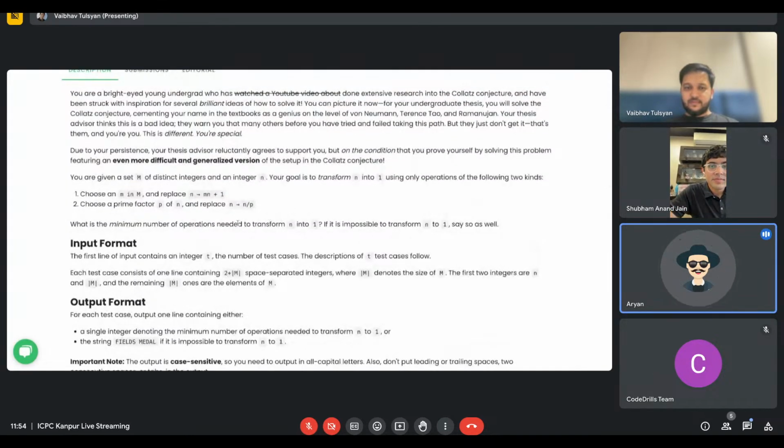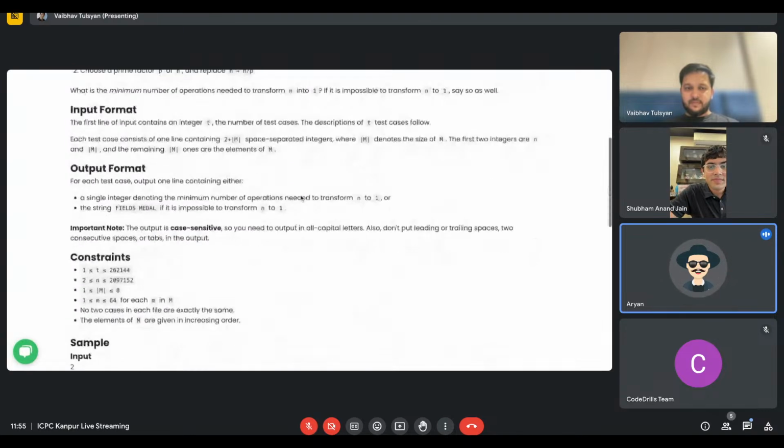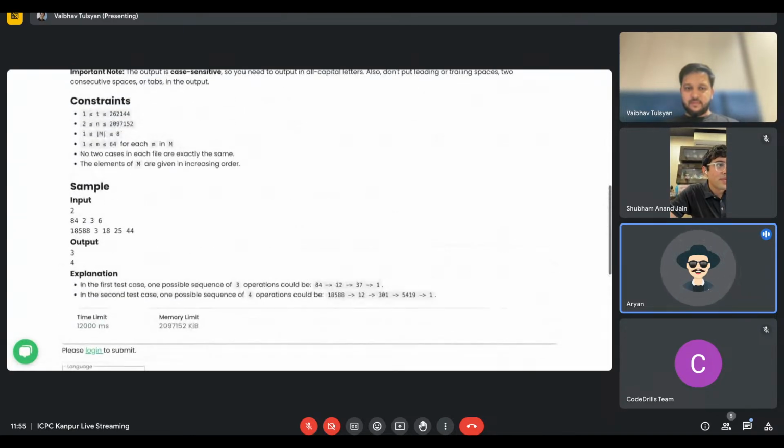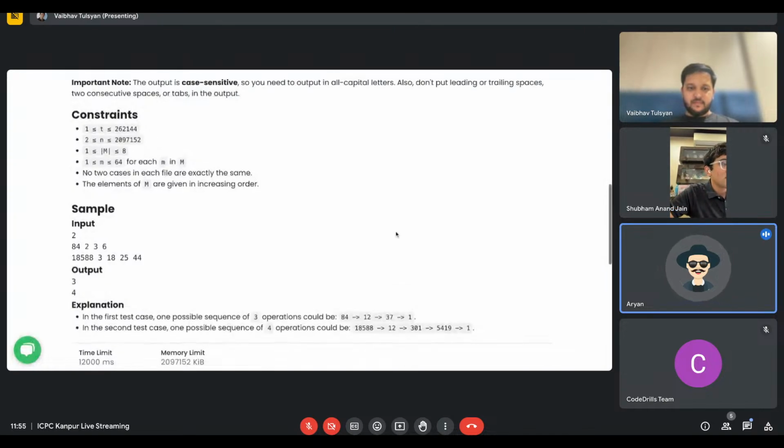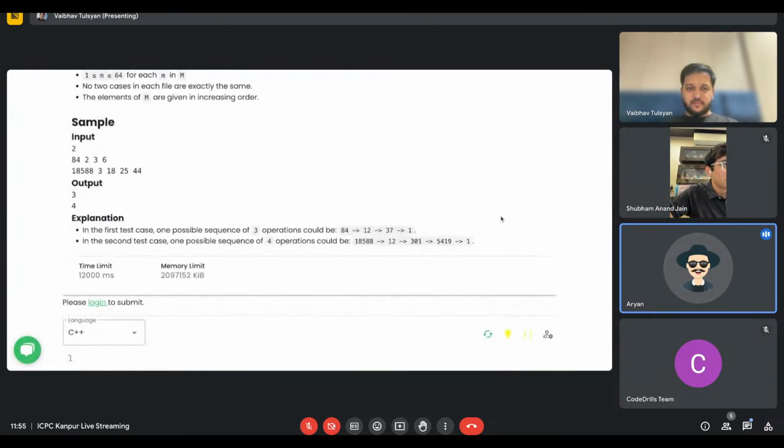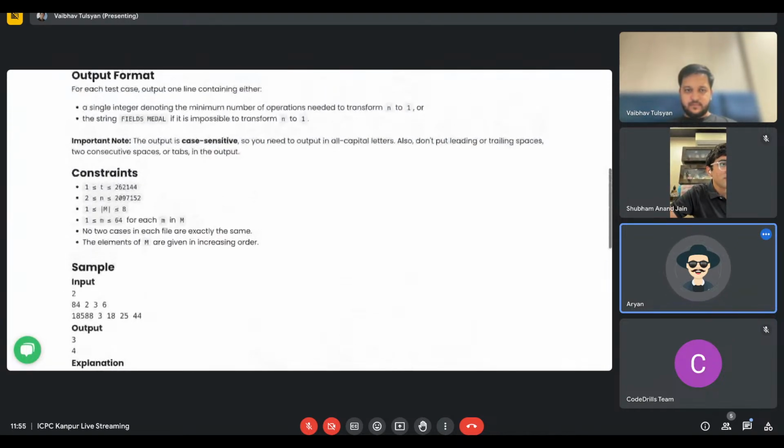Can you move on to the output section now? It's interesting. The input format gives us the n we want to convert to 1 and the set M. And the output section says for each test case, output one line containing either a single integer denoting the minimum number of operations needed to transform n to 1, or print the string "Fields medal" if it is impossible to transform n to 1.